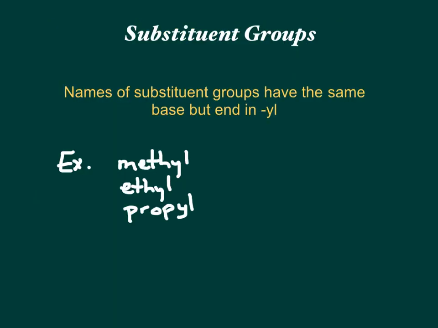So here's how we name those substituent groups. They have the same base, but they end in YL. For example, if there's only 1 carbon in the chain right there, methyl. If there's 2, ethyl. If there's 3, propyl. So if we go back to the last page, we can name these substituent groups.